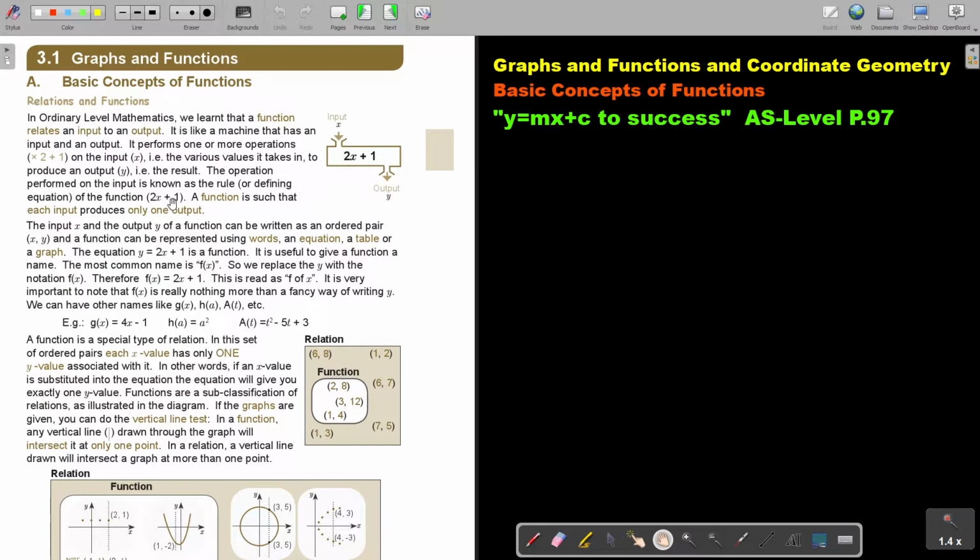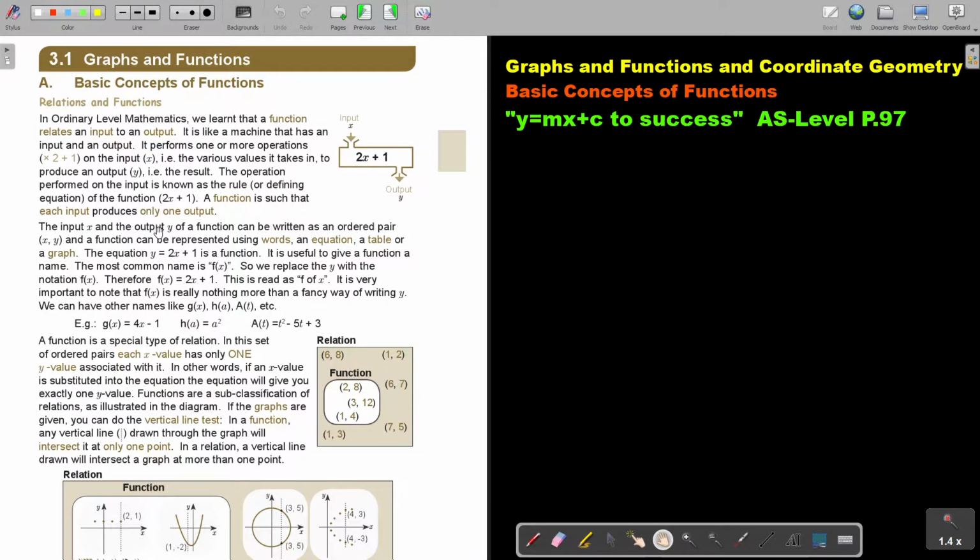This is 2x plus 1. So I will take the value of x, I times it by 2 and I plus 1. A function is such that each input produces only one output. The input x and the output y of a function can be written as an ordered pair, (x, y), and a function can be represented using words, an equation, table, or a graph. The equation y equals 2x plus 1 is a function.